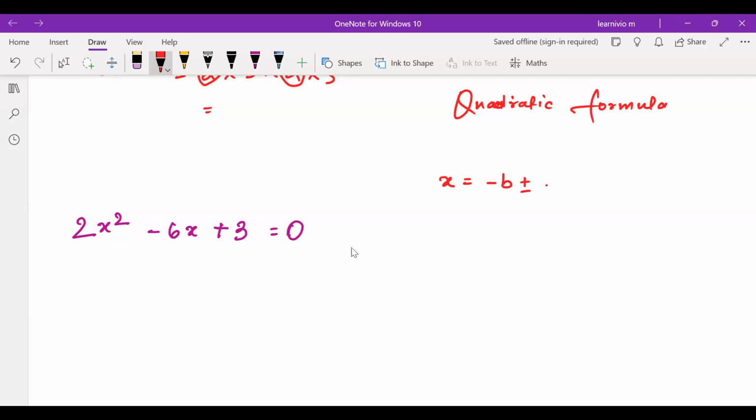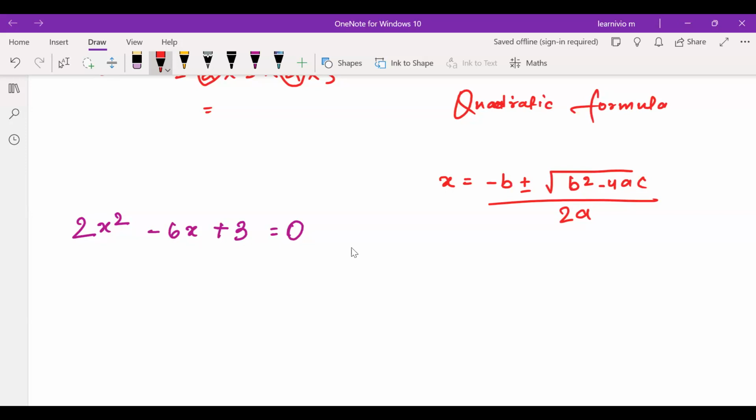So the formula is x equals minus b plus minus under root b square minus 4ac, by 2a. This is the formula for finding the roots of the quadratic equation, for finding the solution of the quadratic equation, for finding the x value. What a, b and c are is already known to us.